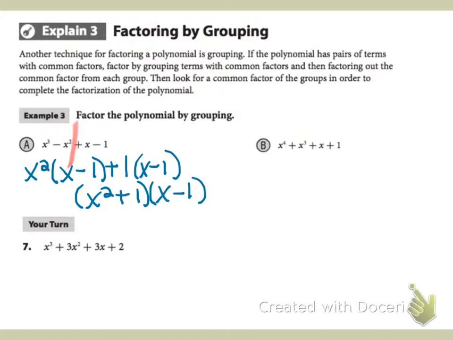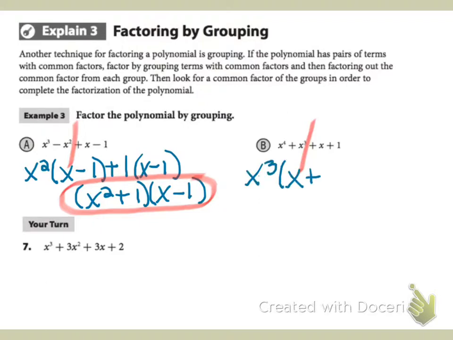Now looking at the next one, split down the middle, I'm going to take out an x cubed out of the first pair, and that's going to leave me with an x plus 1. And out of the second pair, I can't take anything, so I'm going to take that 1 out, and that leaves me with an x plus 1. So there's my common binomial.